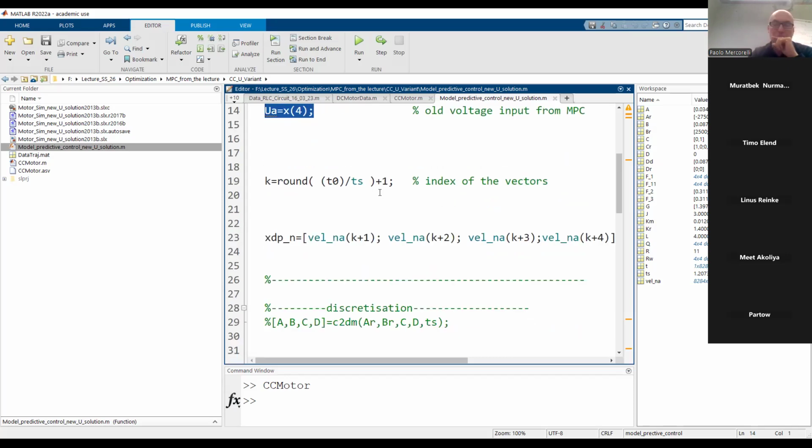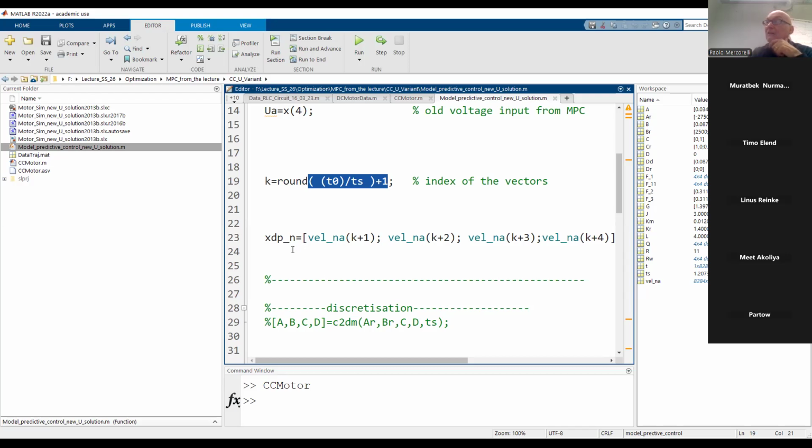Here I try to be more precise with the counter. The K index of the vector can be done for each TS. I round T0, the variable, divided by TS, plus 1. This is the round of this. And then you look here.